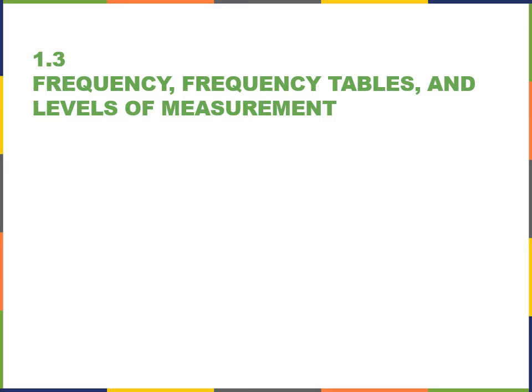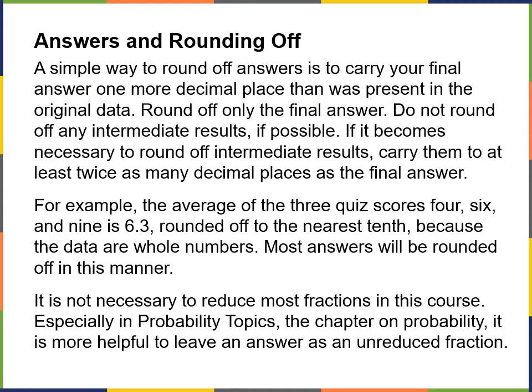So we'll start jumping back to chapter 1, section 1.3, frequency tables and levels of measurement, and then we'll jump more into distributions in chapter 2. One thing to understand is rounding and how rounding is going to affect your calculations.